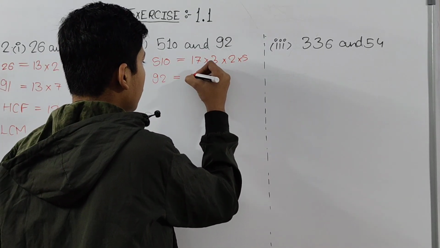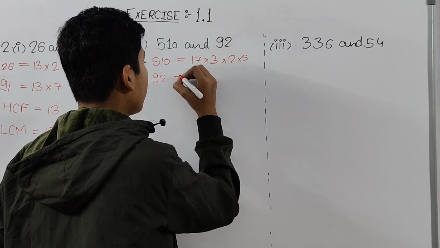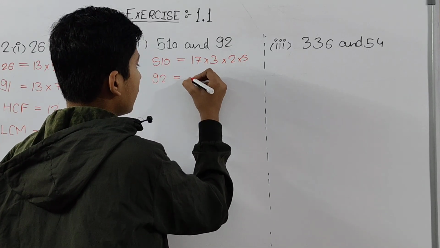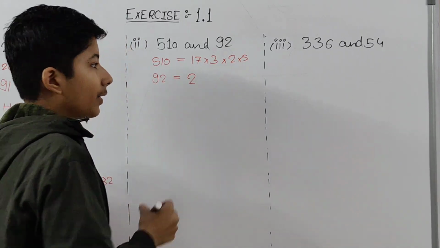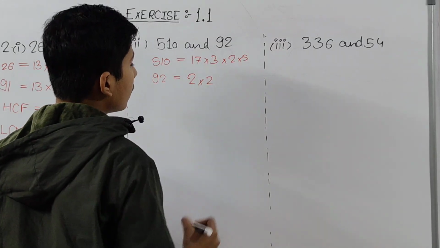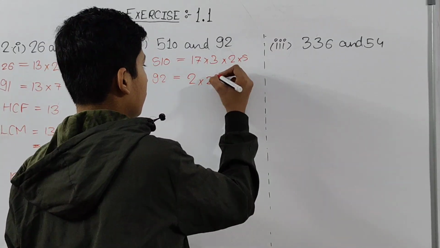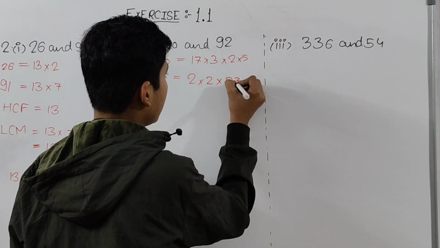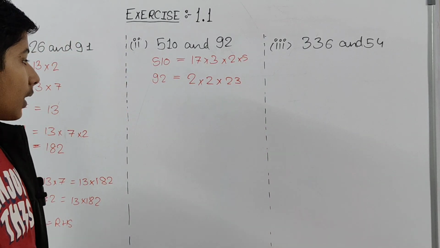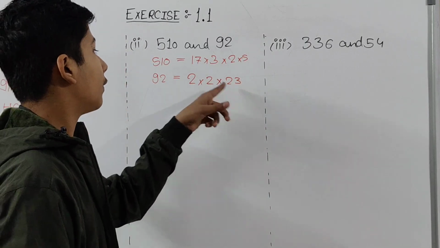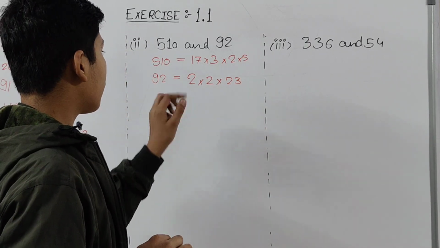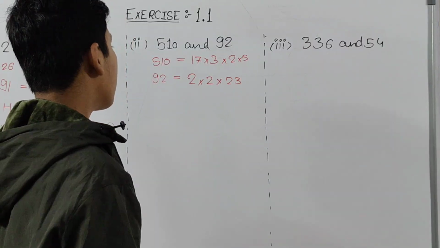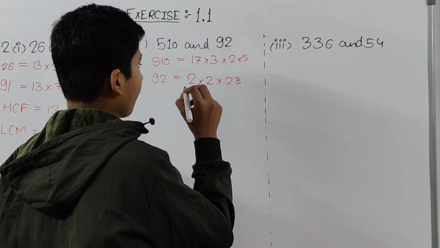So 46 into 2. So it is 2. Now 46 is left. Again 2. Now 23 is left. So 23. Okay, 23 twos are 46. 46 twos are 92. Yes, correct.